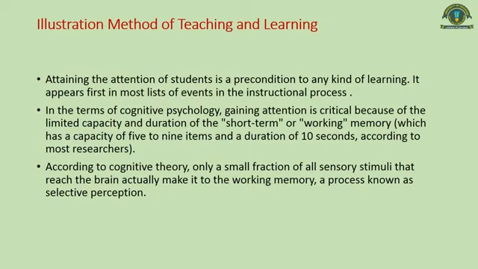According to cognitive theory, only a small fraction of all sensory stimuli that reach the brain actually make it to the working memory, a process known as selective perception. So considering the limitation of working memory, it is easy to understand why such a process is necessary. Without it, we would be overcome with stimuli in an instant.